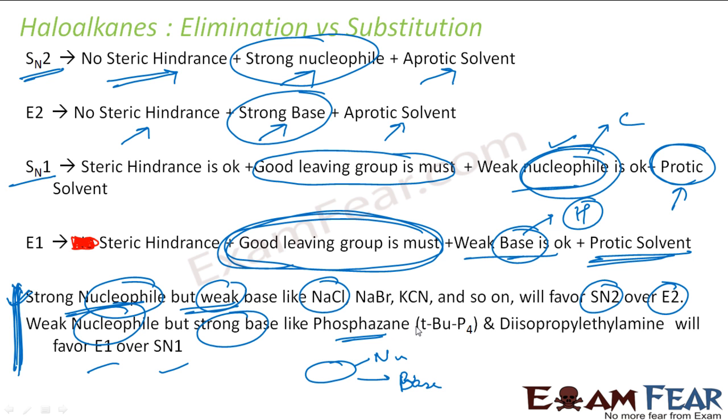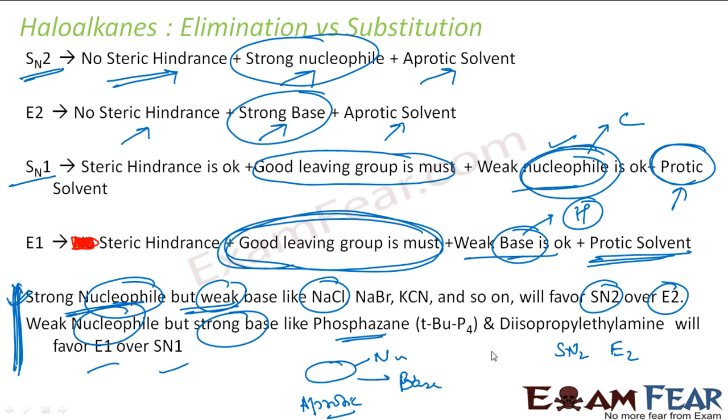Now, suppose I'm having a tough time choosing between SN2 or E2, and this is happening in an aprotic solvent. So I can clearly eliminate SN1 and E1, because those need a protic solvent. This is an aprotic solvent, so it is SN2 or E2. Now I have to decide whether it will be SN2 or E2.